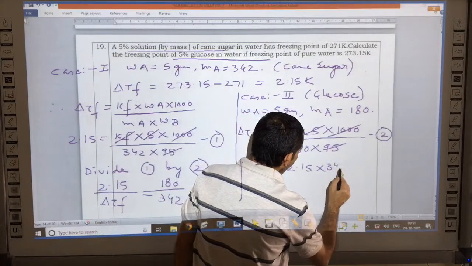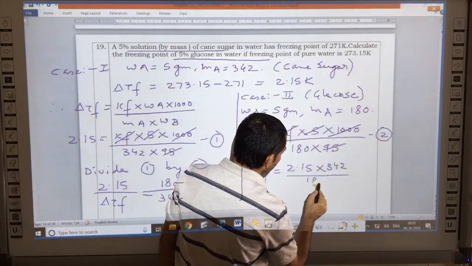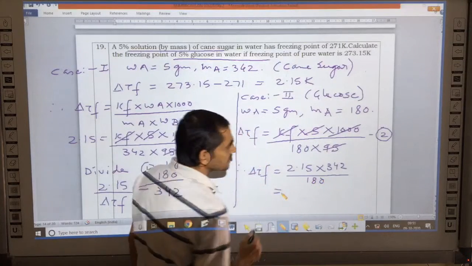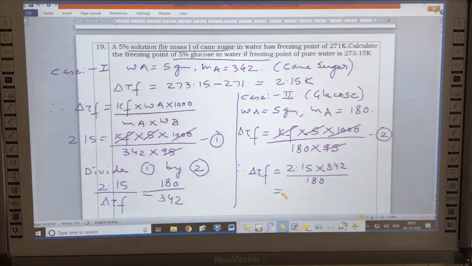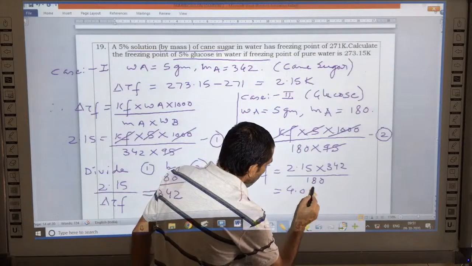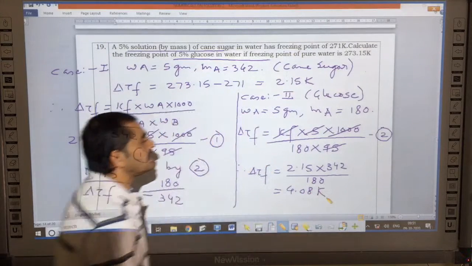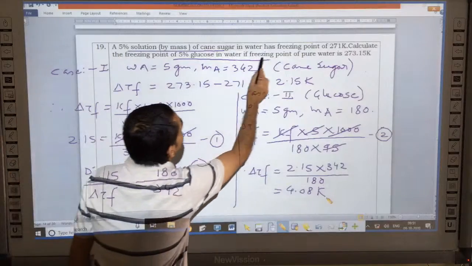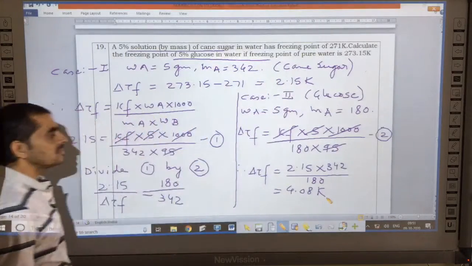2.15 into 342 upon 180. You solve it, you will get delta TF, and this comes to be, let me solve it. What is coming? 2.15 multiplied by 342 divided by 180, 4.08 Kelvin. We have to calculate freezing point of glucose solution.